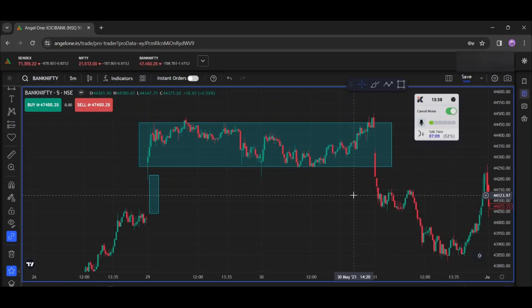So this is also one of the popular gap trading strategies. This gap filling strategy might provide you a decent opportunity in the market. And don't worry, I'll be making a detailed video on the gap filling trading strategy as well. So stay tuned for that video.